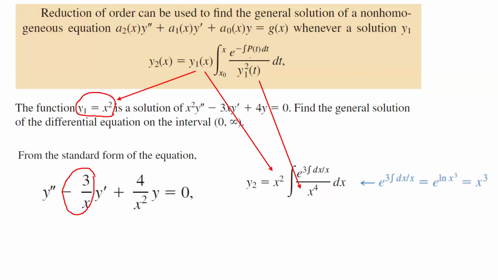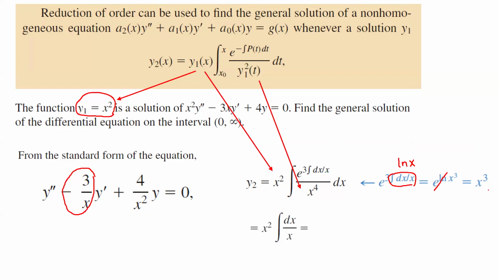Well, we're going to go back to calculus and solve this integral. You have x squared times the integral of e to the 3 integral dx over x. But remember that 3 times the integral dx over x, this integral is ln of x. So since you have ln of x, we can take this 3 and move it as the exponent. So this becomes e to the ln of x to the third. The exponential function and ln function are inverses of each other, so it disappears, identity function. So you end up with x to the third.